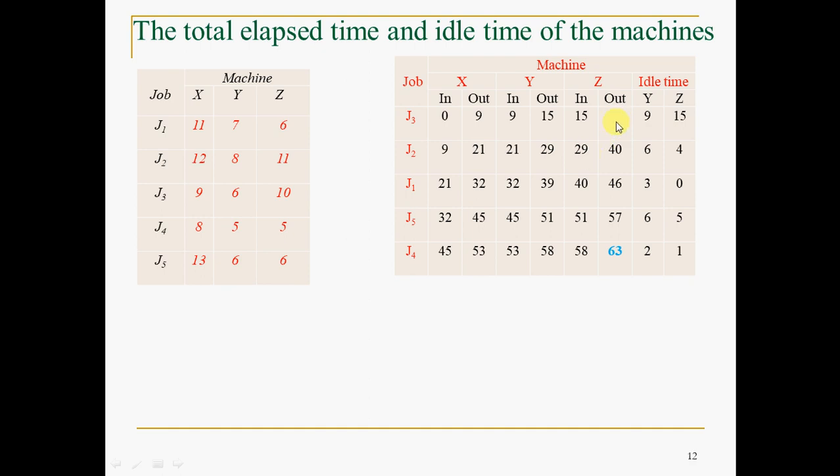25, 29. Why are you not writing 25? It has completed its job by 25 minutes, but you are not getting job 2 from mission X and Y put together before 29 minutes. Hence the out time of this will become the in time for this. Though it has completed, it has to wait.